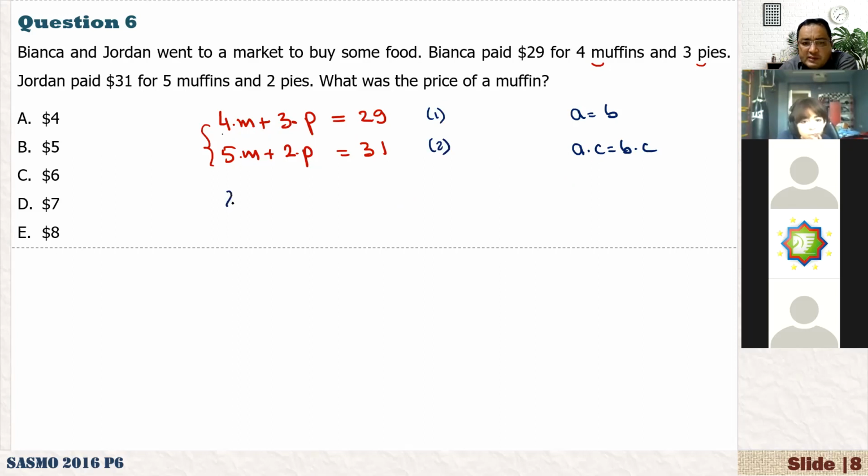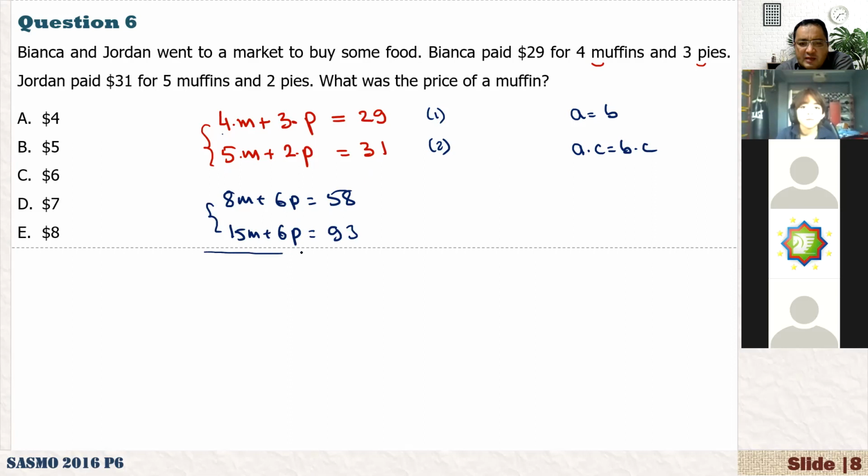2 times 4, it is 8M. 2 times 3, it is 6P. 2 times 29, that's equal to 58. The second equation, let's multiply by 3. Sunai, what is 3 times 5? 15. And 3 times 2, it is 6P. What is 3 times 31? 93. So now we have two equations.